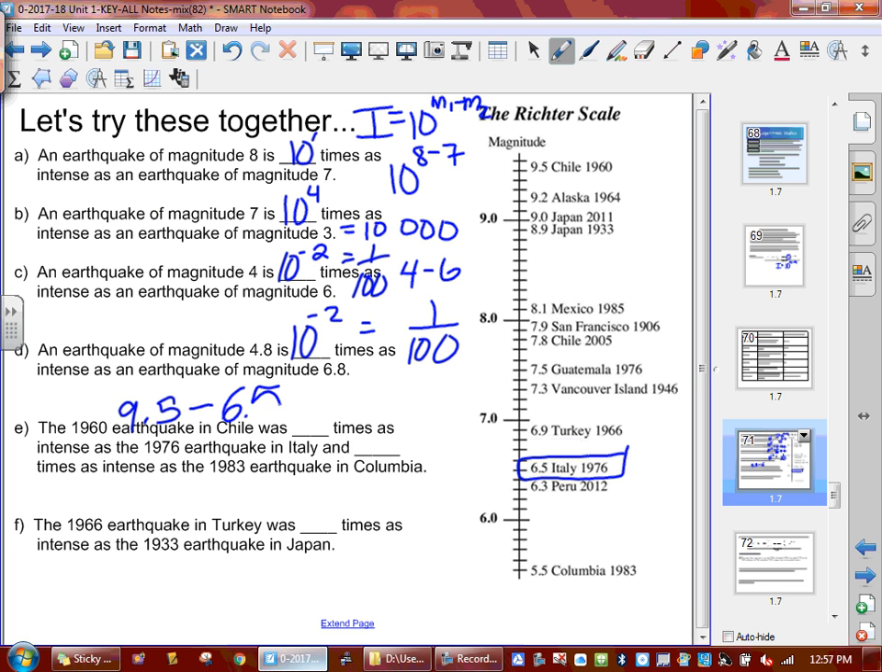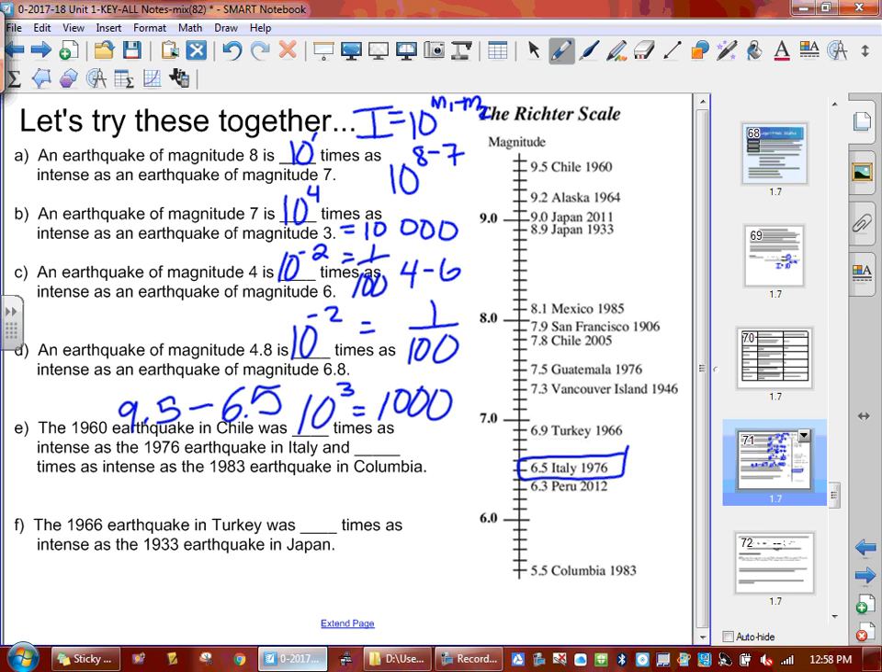What's that going to give us? What are we going to get? 10 cubed. Good. So it's 1,000 times stronger. So it's 1,000 times as intense, even stronger.